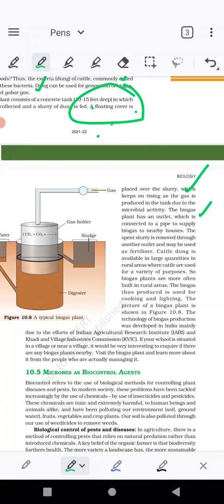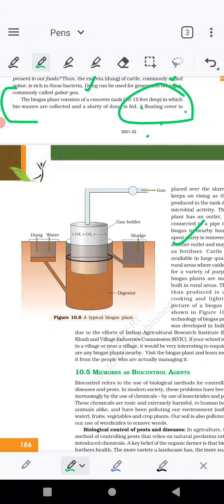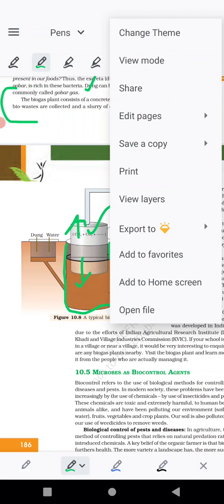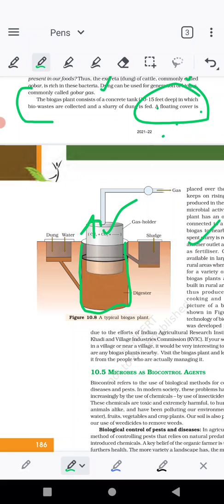Now the biogas plant has an outlet, and this outlet is connected by a pipe to the nearby houses. As we can see in the diagram, this is the concrete tank which is deep in the soil, and this is the floating cover, and the floating cover can go up and down based on the pressure of the gas in the concrete tank. Now this floating cover is connected here. Here is an outlet through which the gas can move out and can be used in the nearby houses.